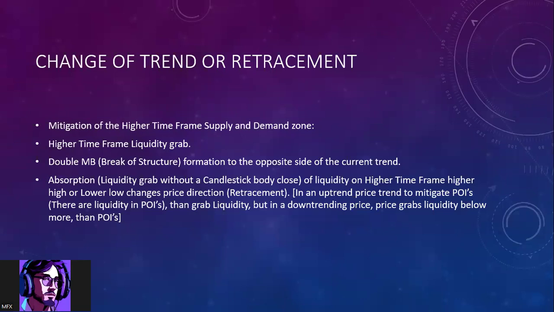So basically, overall, there are four different things based on my study that change trend or make price retrace. Number one, mitigation of higher time frame supply and demand zone. Number two, higher time frame liquidity gap, which was, we saw that double break of structure formation to the opposite side of the current trend, then absorption, okay? The liquidity gap without a candlestick body close. So it is that simple.